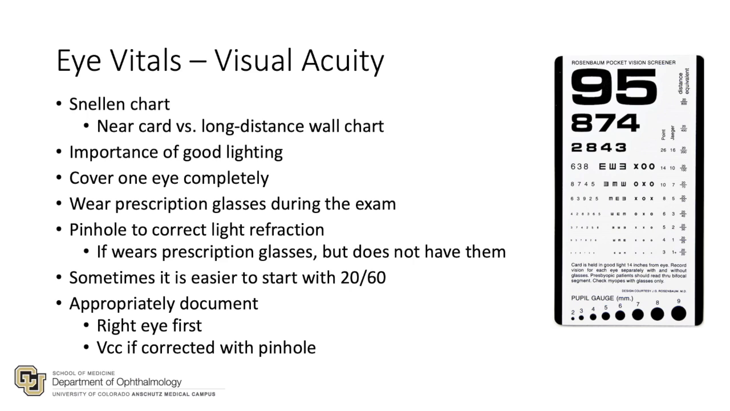This is a quick way to correct for refractive issues. It is also sometimes easier to start in the 20/60 line and move forward if you suspect that the patient has good vision. As mentioned before, always document the right side first. If vision is improved with pinhole or patient wearing glasses, document this as VCC. Remember, documentation is very important.